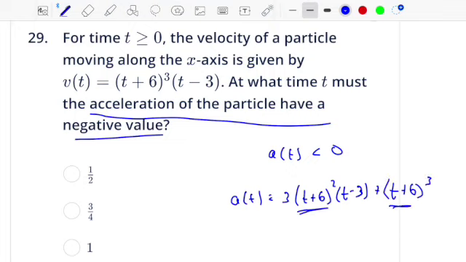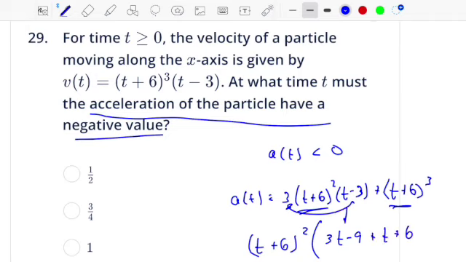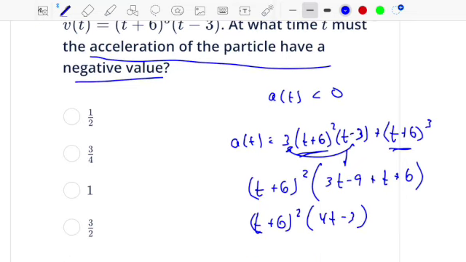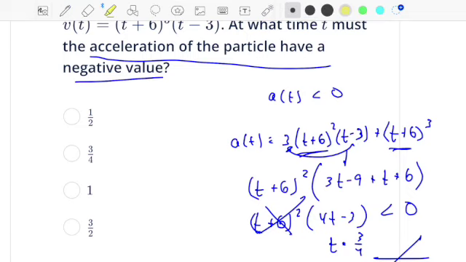I can factor. It's going to get me (t plus 6) squared, leaving me with 3t minus 9, those two multiplied, plus (t plus 6). So we're going to have (t plus 6) squared times (4t minus 3). When is that less than 0? Well, the squared part is always positive, so I don't care. This equals 0 at t equals 3/4. That is a linear statement, it's going up, so 3/4. There's my sign chart. It's going to be less than 3/4, and there's only one value that is less than 3/4 up there.